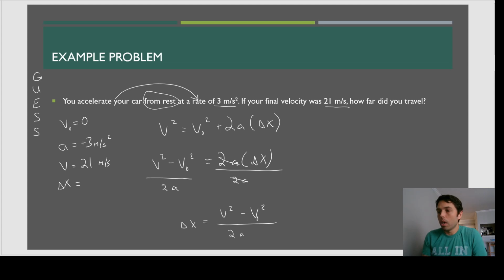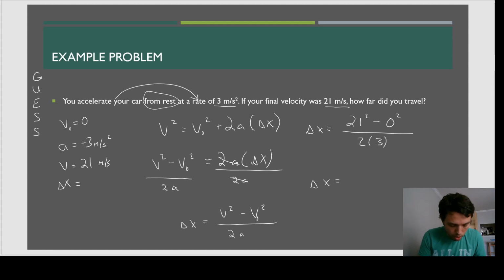So my delta x is going to equal v squared. What was my final velocity? It's 21 squared minus 0 squared, that's easy, over 2 times my acceleration, which was 3. Alright, so what do we got here? 21 squared divided by 2 times 3, which is 6. I'm getting 73.5 meters, and I think that seems right. And there we go, 73.5 meters. That's how far we went in the positive direction, right? Awesome. Okay, let's do one more.